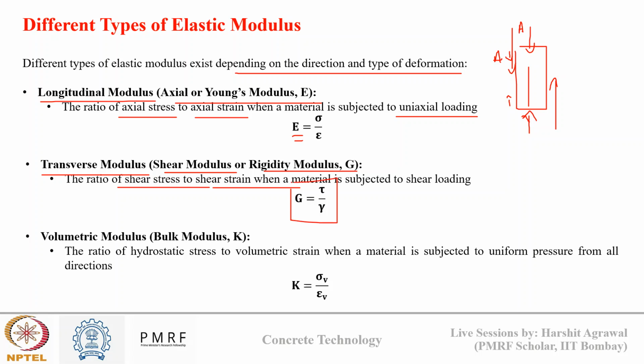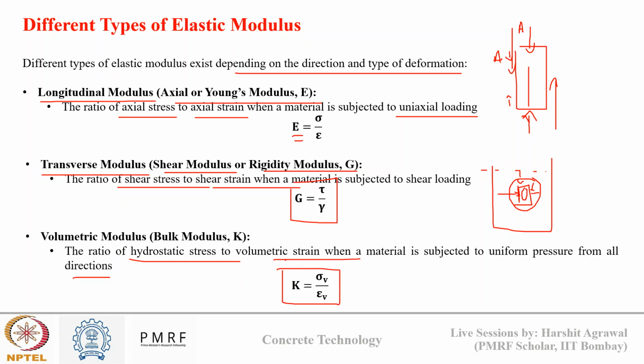The third is volumetric loading. It is the ratio of hydrostatic stress to volumetric strain when the material is subjected to uniform pressure from all directions. Suppose I have a sample which is placed in water. There is pressure applied on the sample from all sides, due to which a volumetric strain develops in the concrete. This ratio of hydrostatic pressure to volumetric strain is known as the bulk modulus of elasticity. So these are three common ways in which we define the modulus of elasticity of concrete.